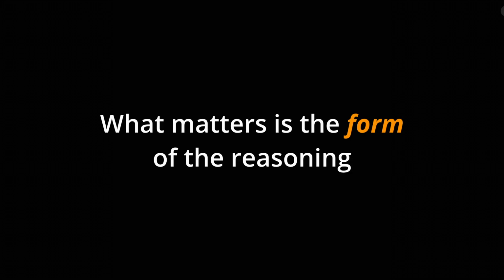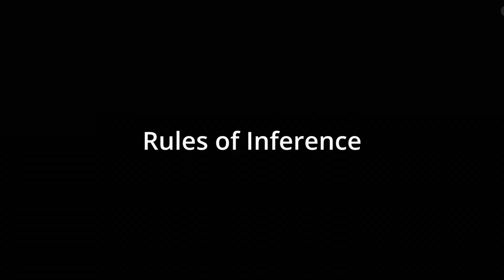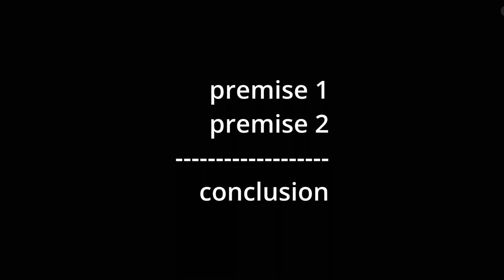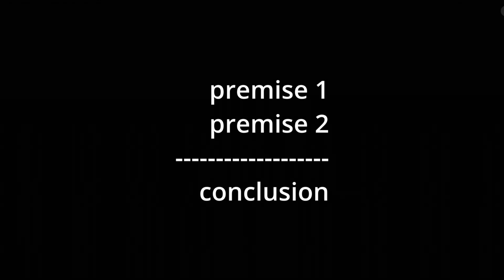These valid reasoning patterns are called rules of inference. A rule of inference has a specific structure. It is made of premises and conclusions. The premises are statements we assume to be true, and the conclusion is the new statement we are allowed to infer given the premises. We usually write these rules in a fraction-like format. The premises go above the line and the conclusion goes below the line.